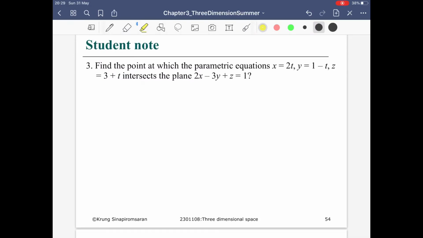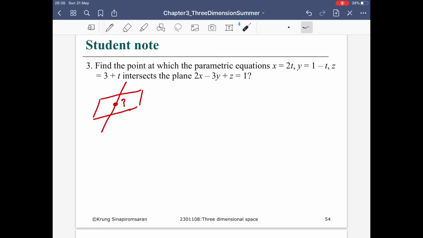We want to find the point at which the parametric equation intersects the plane, okay. So basically you have the plane and then you have the line that intersects this plane at one point, okay, at one point. So we are going to find this particular point. This is pretty easy because again, what does this mean? This point is shared between your line and your plane.